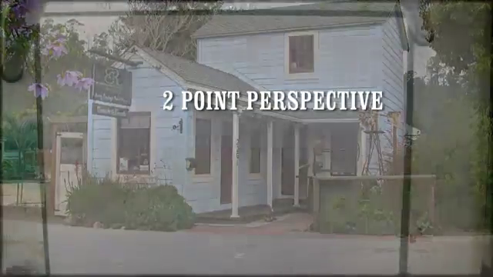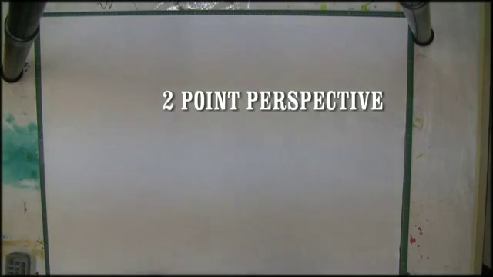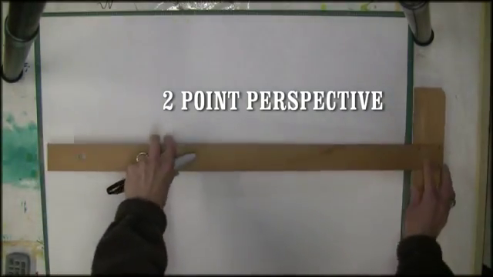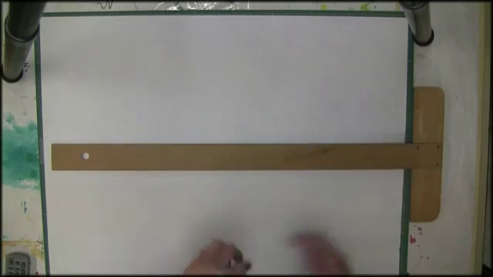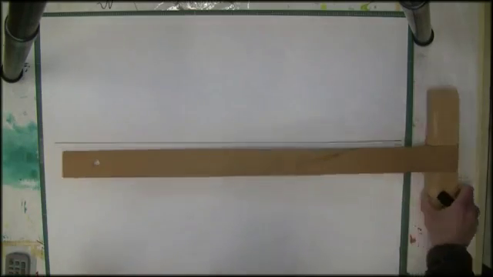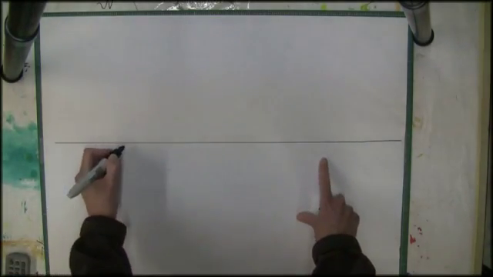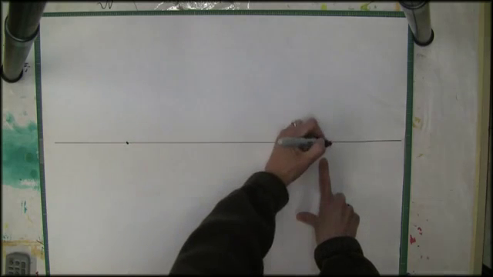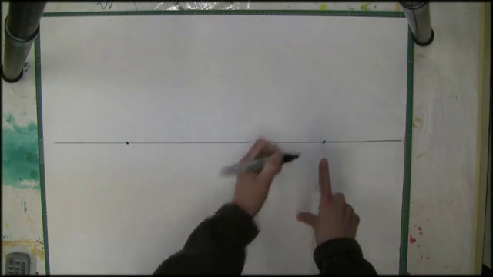Here's 2-point perspective. For 2-point perspective, we're going to need our horizon line. Remember, that's where the land and sky divide. Okay, and instead of having one vanishing point, we're going to have two. So we'll place them on our horizon line.